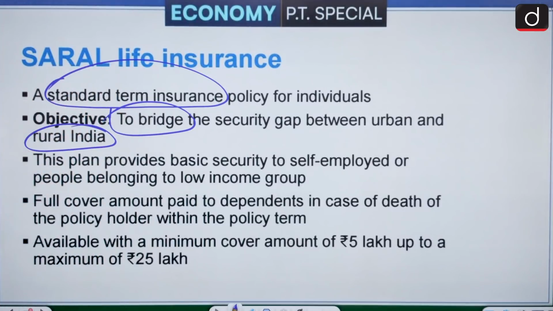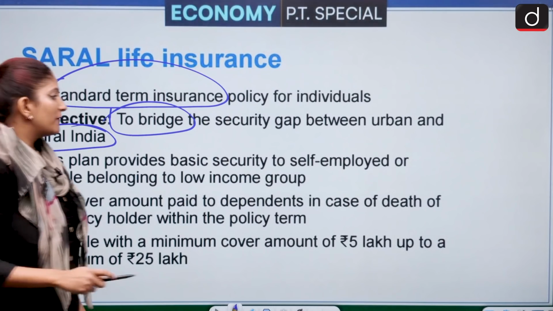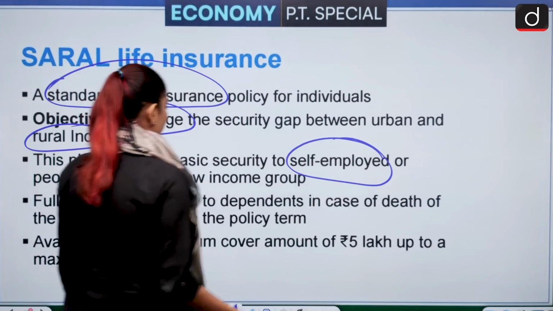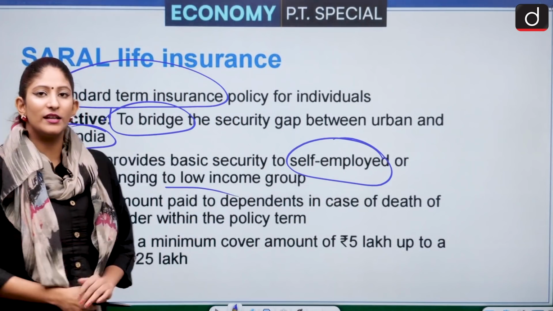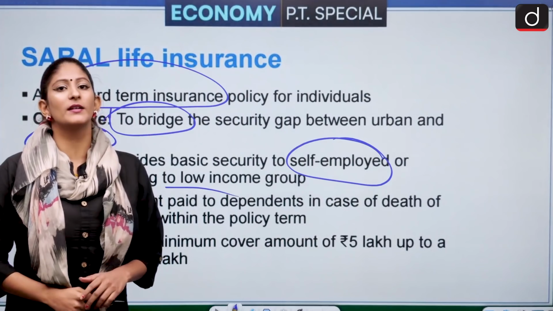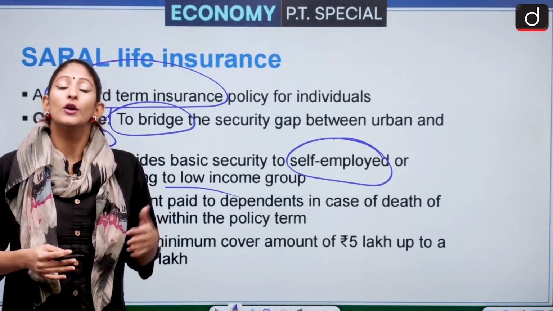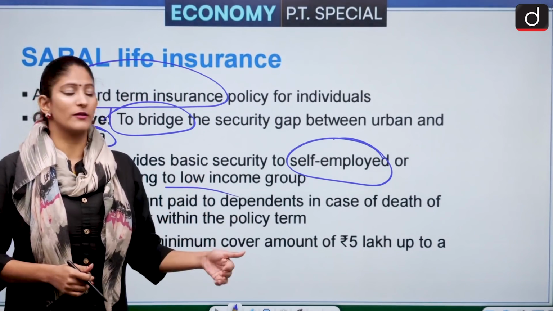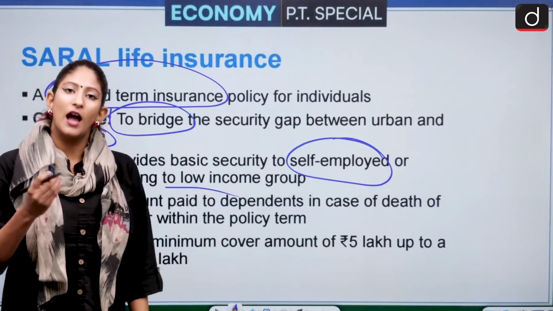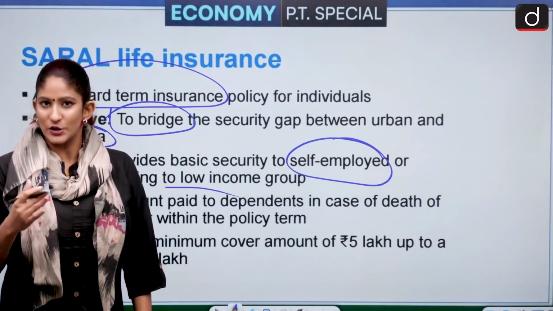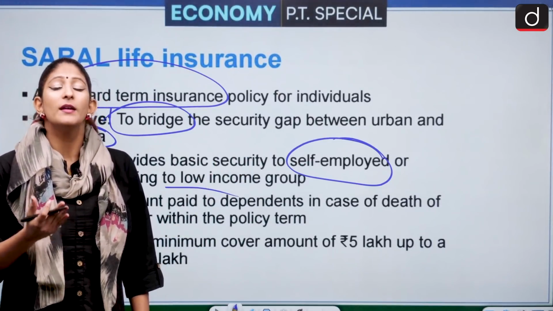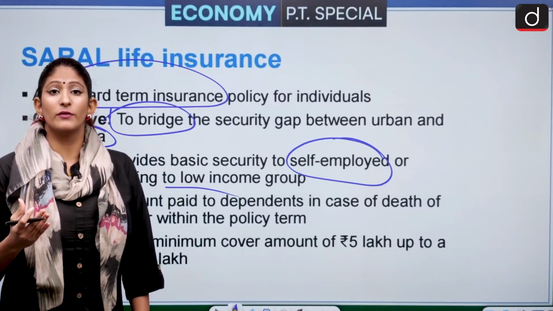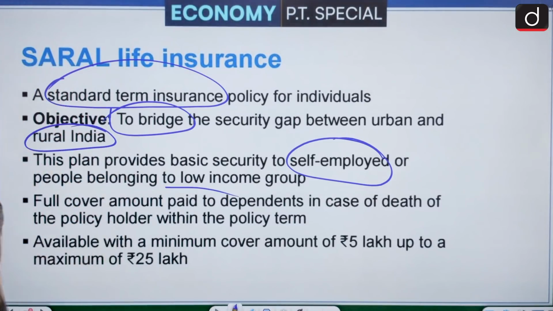Okay. The plan provides basic security to self-employed or people belonging to low income groups, two groups, self-employed and low income. Because generally the organized workers will have some kind of provision provided to them through the institution itself. But self-employed people, how will they have any sort of institutionalized security? Because they are not well aware of those things. And low income groups, because they might not have a lot of income to save.